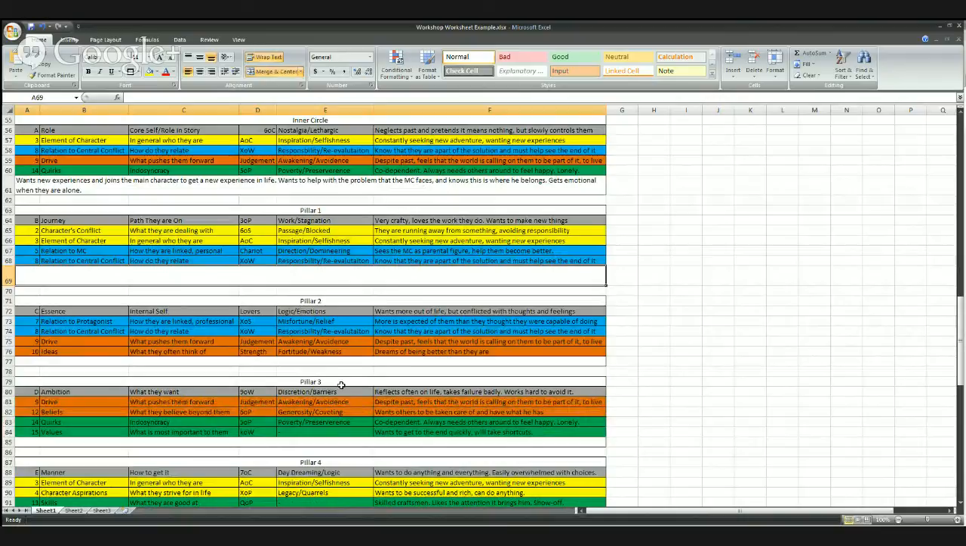So next is Pillar 1, which is our journey, the path that they're on. They're very crafty, love the work they do, want to make new things. Now, this is the 22 card spread that we're basically doing.